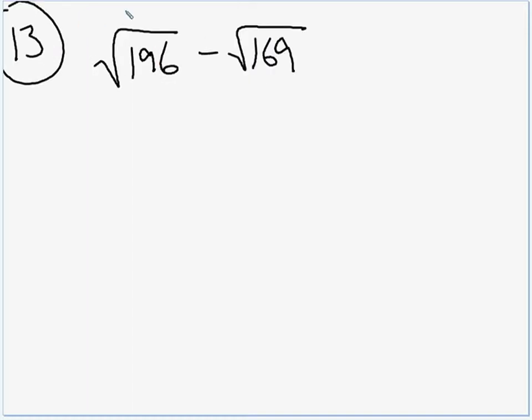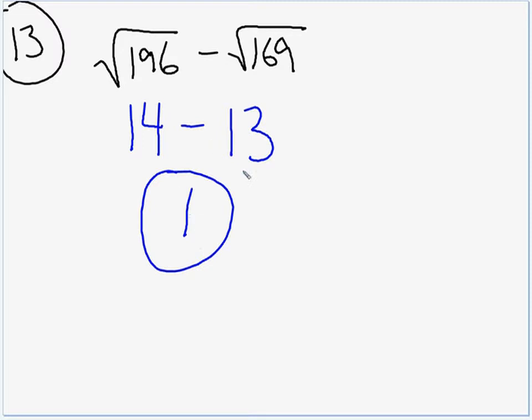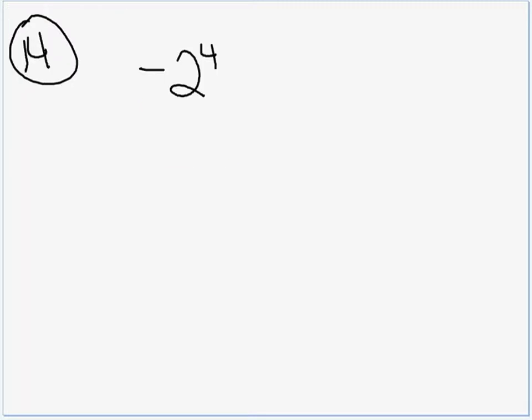Number 13, add or subtract the terms if possible. Hopefully you have these memorized up to 15. The perfect squares, or you will have a TI 30 for the test. The square root of 196 is 14, and the square root of 169 is 13. So we can do those separately, and now that we've had them square rooted separately, we can subtract and get a 1.